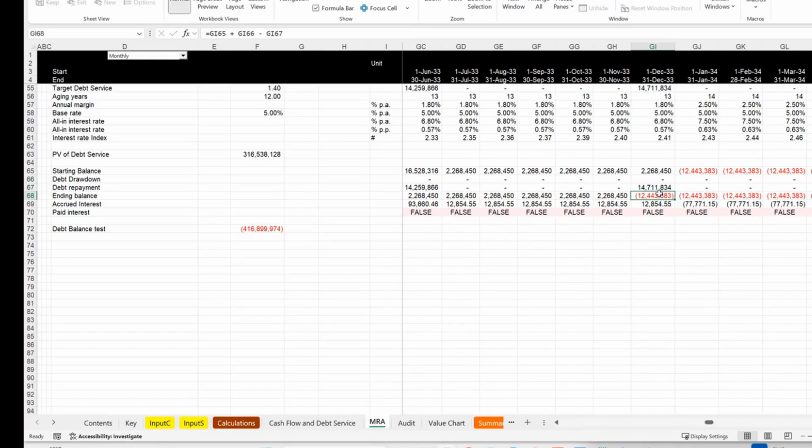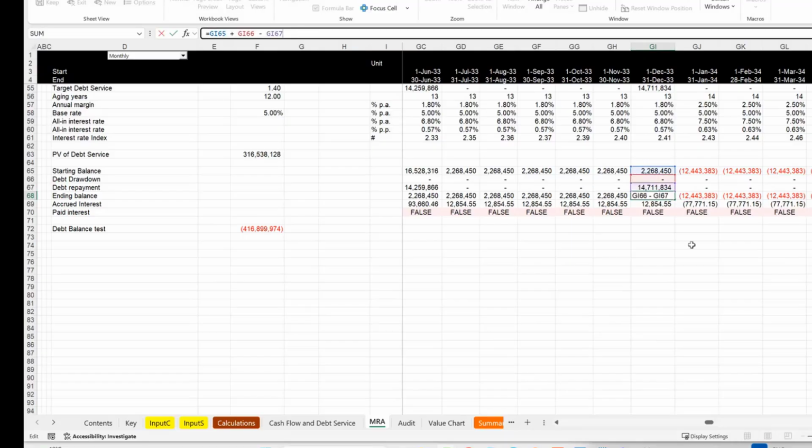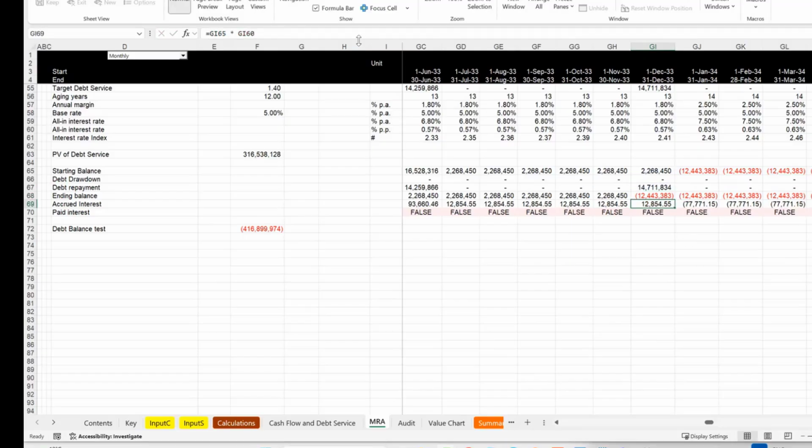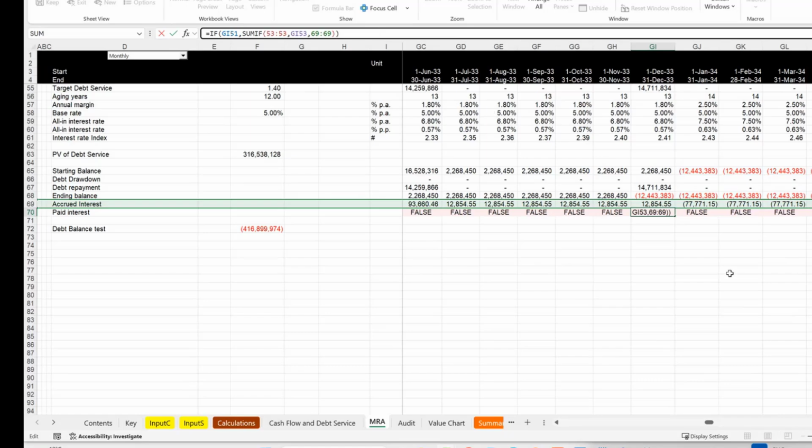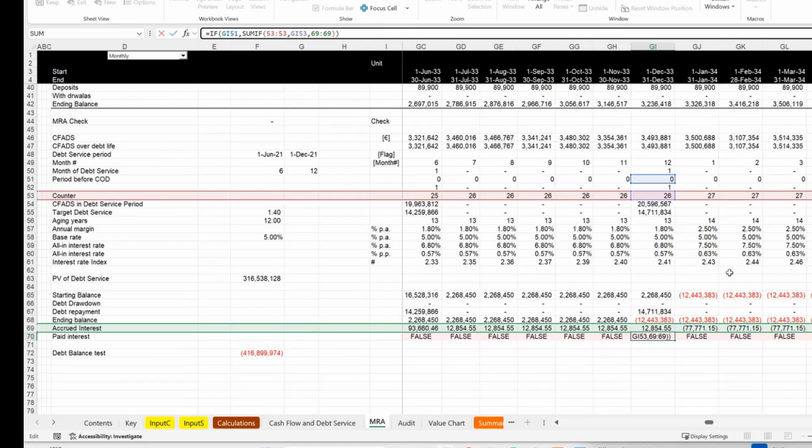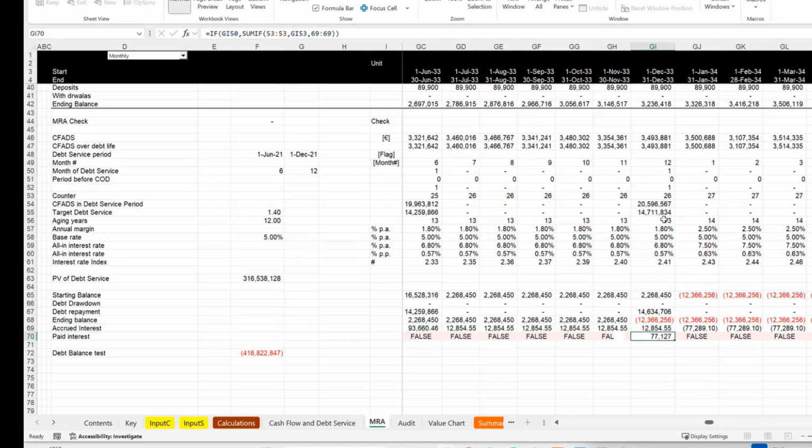Why the paid interest? It doesn't look like the paid interest is paying. Go back. The paid interest should not be false. So we got the wrong counter. No, you're right. We got the wrong counter. It should have been the one above. This one, right? I think either one would have worked, but you're right. Let's do that one. Sorry about that. Okay.